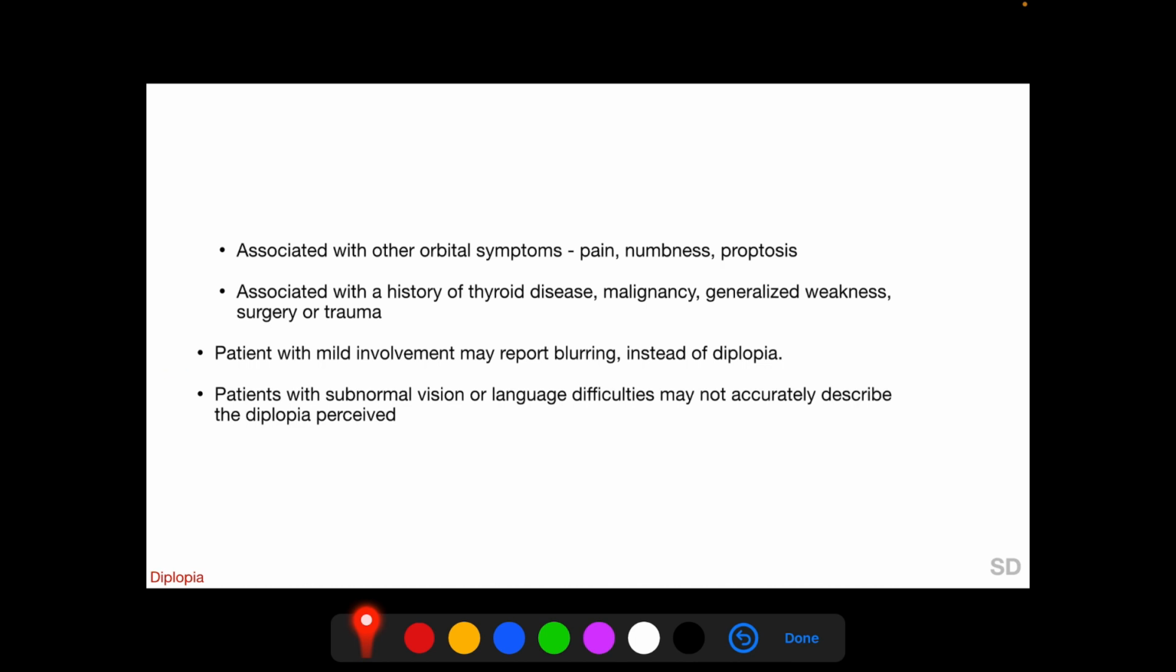We should also remember that a patient with a mild involvement may not report a frank diplopia but may just complain of a blurring because of the minimal separation of the two images of an object, and patients with subnormal vision or language difficulties may not accurately describe the diplopia he or she perceives.